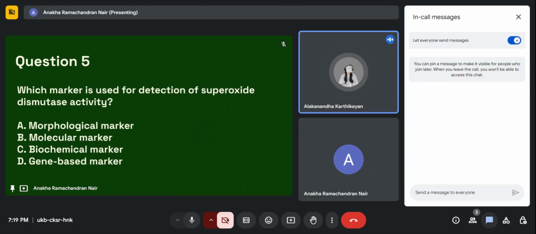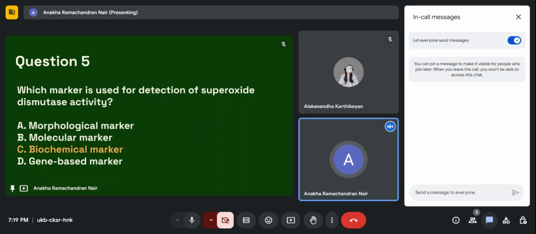I guess biochemical marker. Yeah, so you're correct. If you want to find if the superoxide dismutase activity is there, instead of looking for the gene, like all these molecular markers are telling you how to do, if you have ever done identification of bacteria, you will have different biochemical tests, right? To figure out if this bacteria is producing, for example, in this case, superoxide dismutase or not, and that is dependent on some biochemical assay, right? So the biochemical marker is the correct answer.